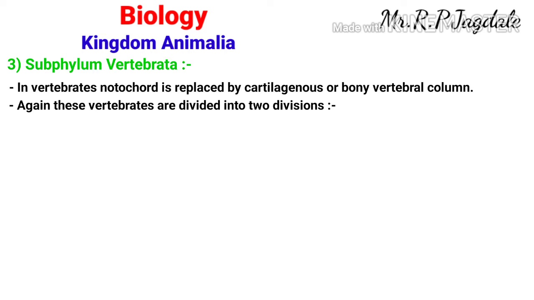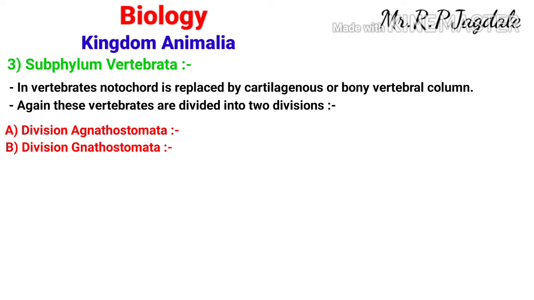As I said earlier, this subphylum is very broad and has a variety of animals. So that's why the subphylum Vertebrata is again divided into two divisions. There are two divisions in the Vertebrata subphylum. One is the Agnathostomata and the second one is the Gnathostomata.